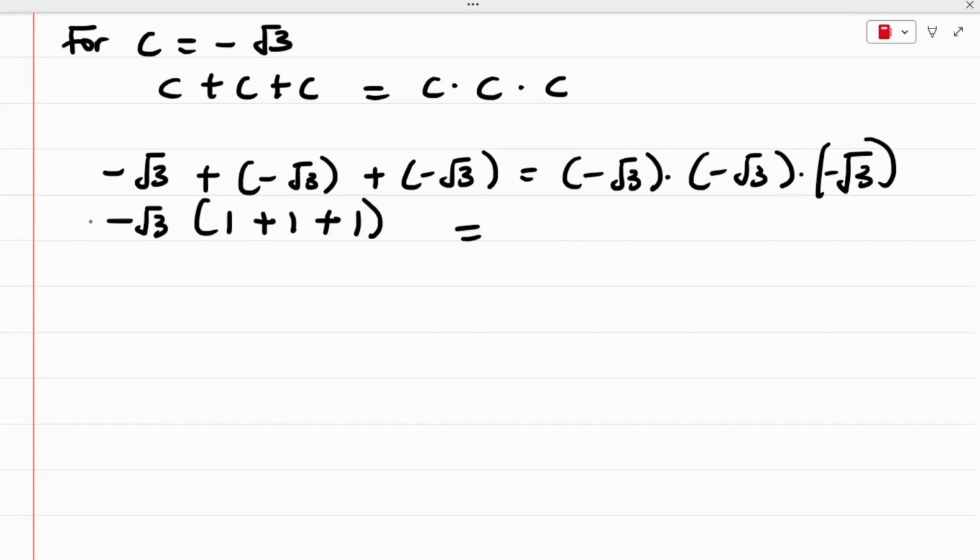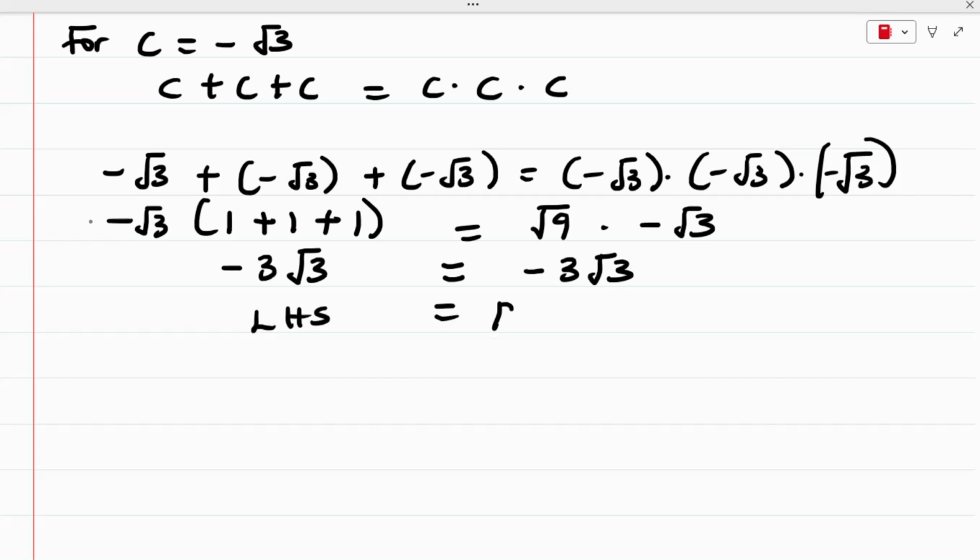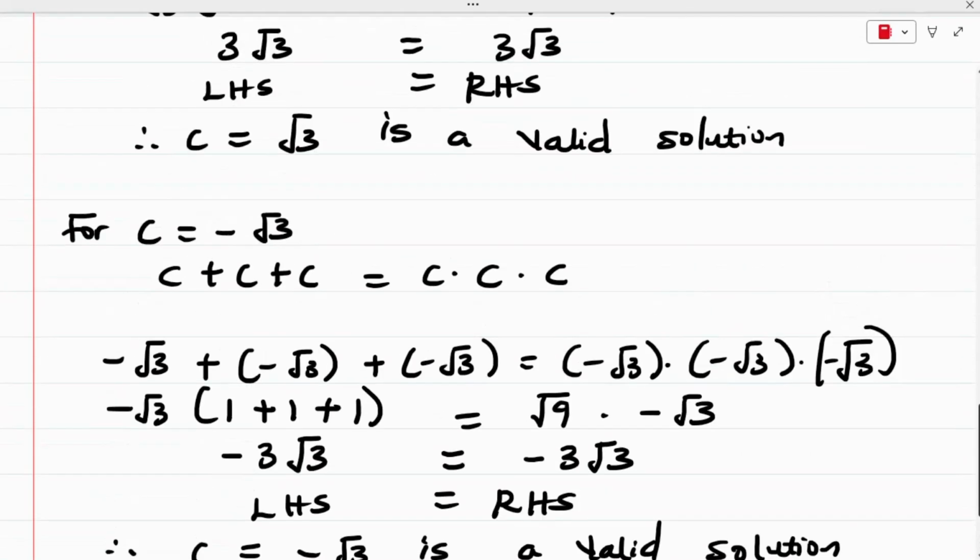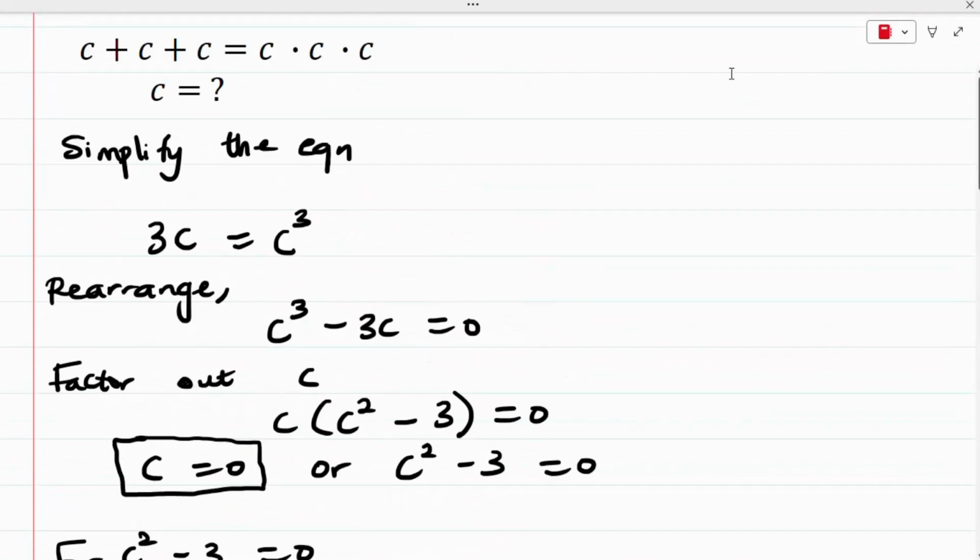And this is equals to negative root 3 multiply negative root 3 will give us positive root 9 multiply negative root 3. So 1 plus 1 plus 1 is 3. So 3 multiply negative root 3, we have negative 3 root 3, which is equals to the root of 9, which is 3, multiply negative root 3, we have negative 3 root 3. So the left hand side is equal to the right hand side. So therefore, we say C equals to negative root 3 is a valid solution. So this is to say that all the values of C are possible solutions for this question right here.